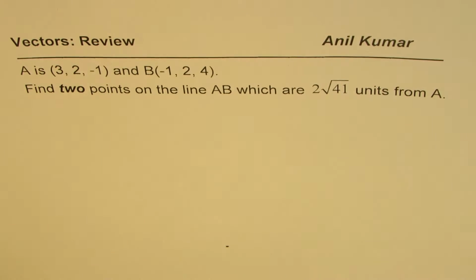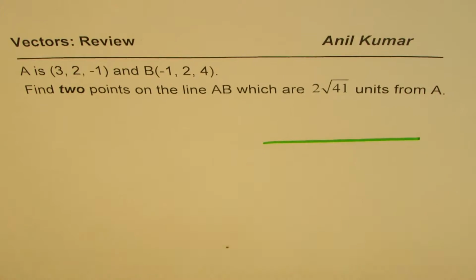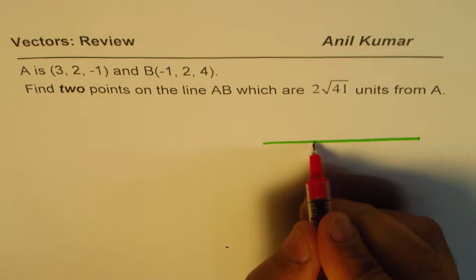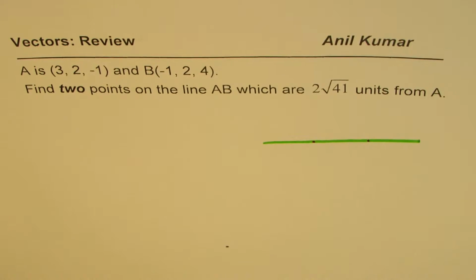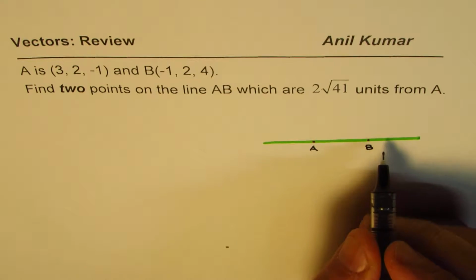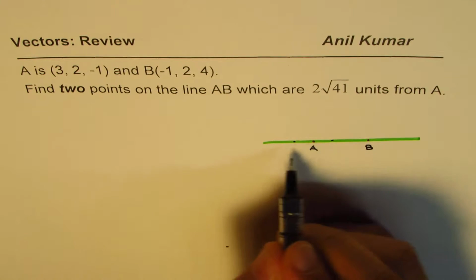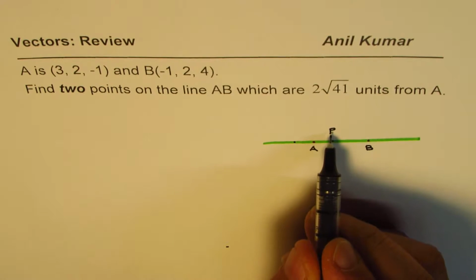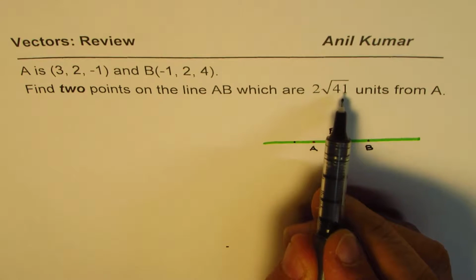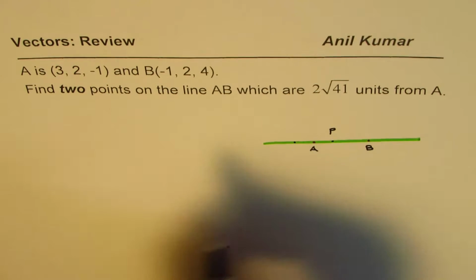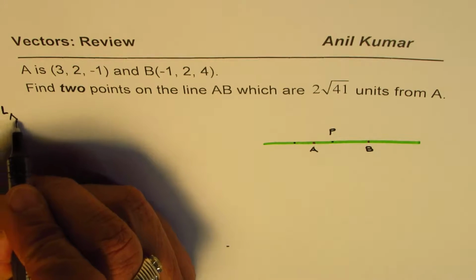Now when we say 2 points on line AB, what we really mean is that we have a line on which 2 points are given, A and B. What we need to do is find the equation of the line and any general point on this line. Then, let's say P is the general point, the distance PA should be 2√41. That is the strategy. So let's find the equation of the line AB to start with.